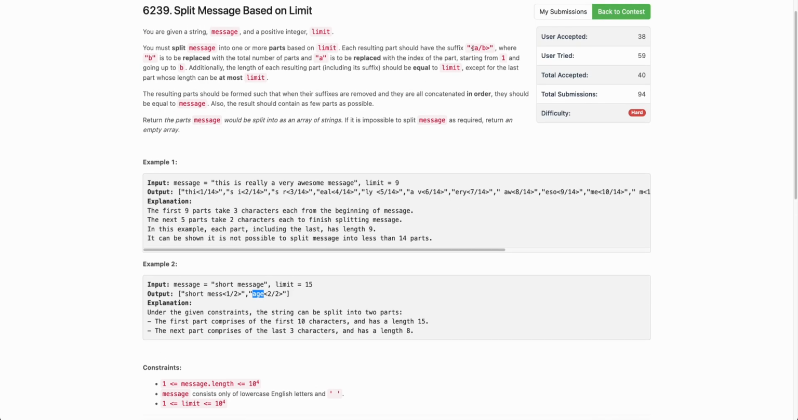And as mentioned, you have to suffix it with a by b, where a is the part number and b is the total number of parts. So the total number of parts here is 2, so b is replaced with 2 in both the parts. In the first part a is 1 and in the second part a is 2. The third condition is that each of the parts should be within the limit. If you calculate the number of characters here, it is 15, and here it is also less than or equal to 15. Okay, so this is the problem.